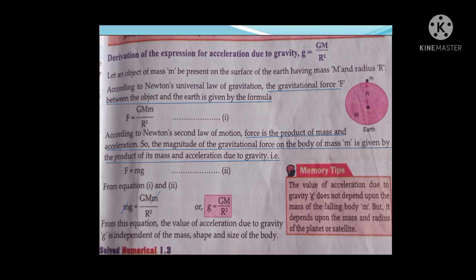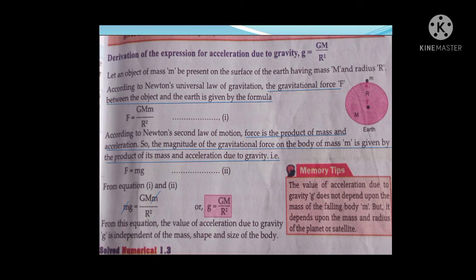Now again, according to Newton's second law of motion, which we have studied in class 9, force is F equal to m into g. Here in the slide, force is the product of mass and acceleration, so the magnitude of gravitational force on the body m is given by the product of its mass and acceleration due to gravity. I have marked it, so if you want to write it, you can write, or you can skip this sentence. You can directly write, according to Newton's second law of motion, F is equal to mg, which will be our second equation.